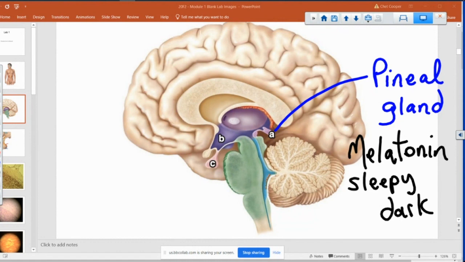So here's the most basics. Melatonin makes you sleepy at night, and when the sun comes up in the morning, it shuts off your melatonin. So your melatonin goes down, and you wake up. Or you get more awake, you get more energy.